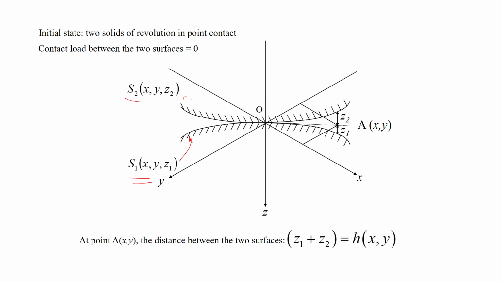From this particular plane, let us say this particular point is (x, y). From this plane, the height of this surface is Z2 and this surface is Z1. Therefore, the distance between these two surfaces at this point (x, y) can be written as Z1 plus Z2, which is that contour we talked about in the last lecture, h(x, y).